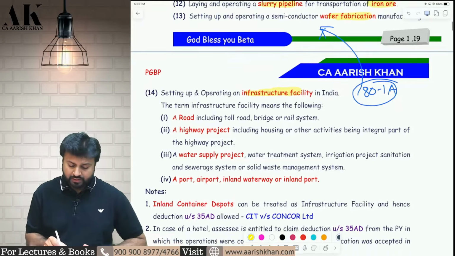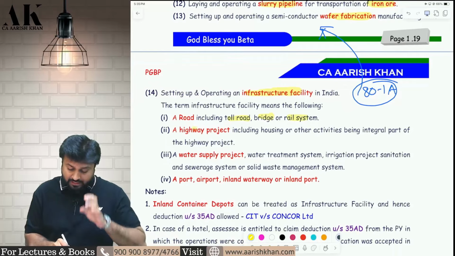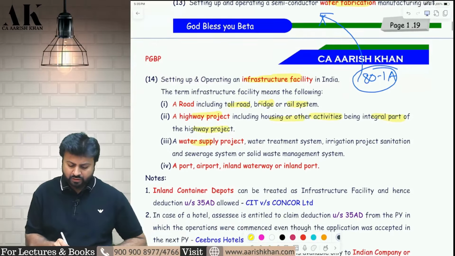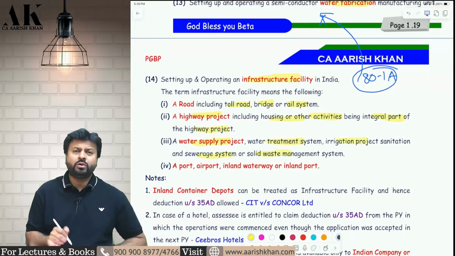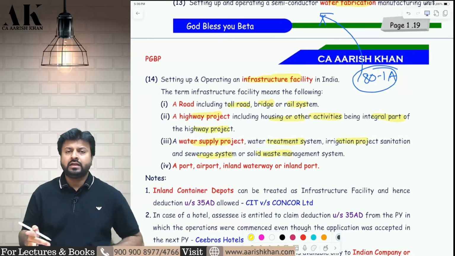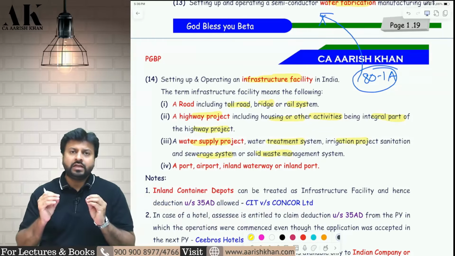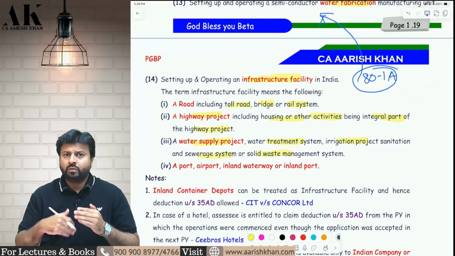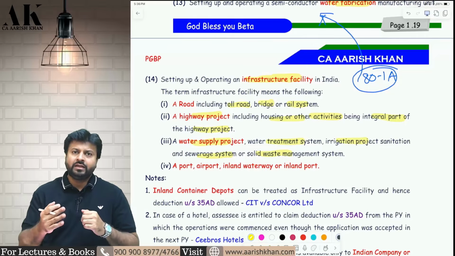Infrastructure facility includes what? Toll road, bridge, rail system, highway project, housing project which is an integral part of a highway project, water supply, water treatment, irrigation, solid waste management, sewerage system, port, airport, inland waterway, inland port. Okay, all these things are there in the 14 businesses. If you are engaged in any of the 14 businesses, you are going to enjoy some great deductions under section 35 AD. What is that deduction? We are going to talk about that in the next 2 minutes.